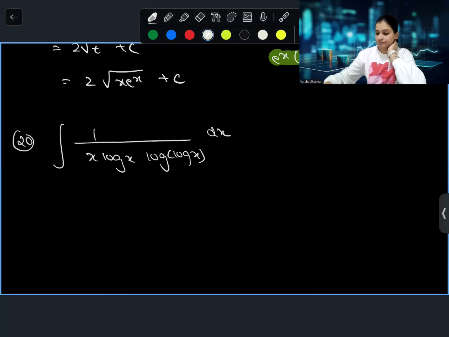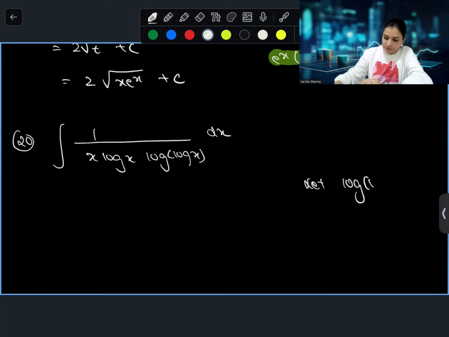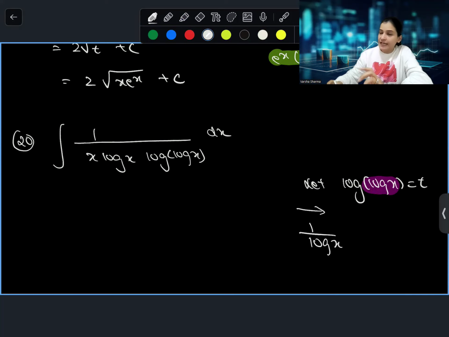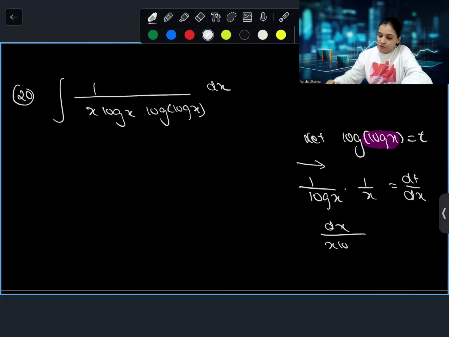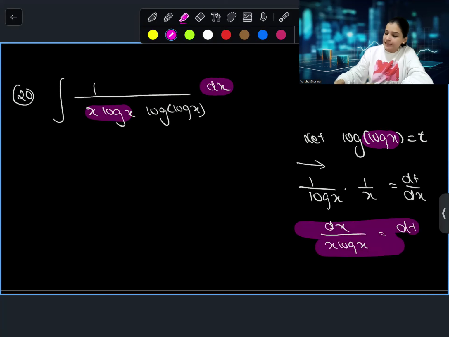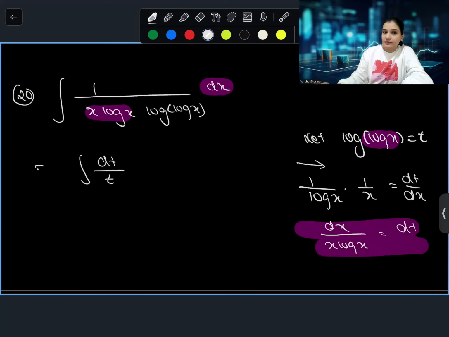What should I take as t? Which term should I take as t? Log x. So treating it as log x, the derivative is 1 by x. Instead of x, I have log x. So dx by x log x, this is dt. So now this and this term becomes dt, and the rest of the term is t.